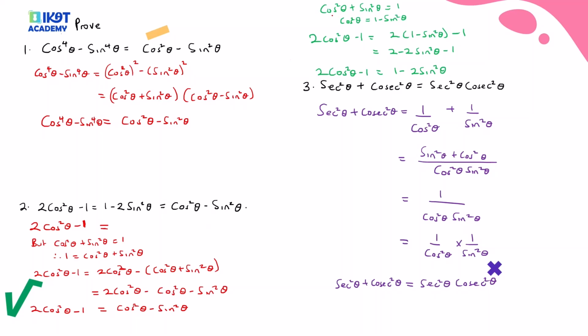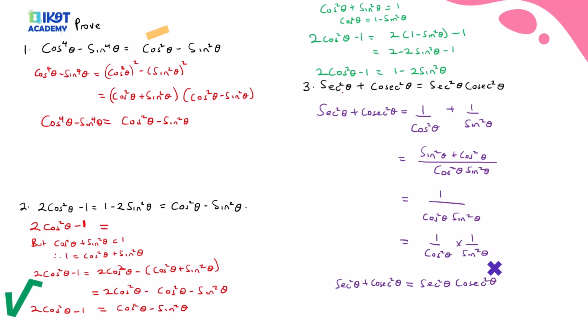Then here, from the identity we derived from the Pythagorean theorem, cos squared theta plus sine squared theta is 1. So if I make cos squared the subject, it's 1 minus sine squared theta. So I substitute into this formula where there is cos squared, I put 1 minus sine squared. That's how I proved this.